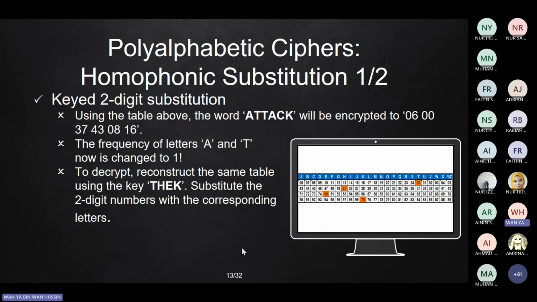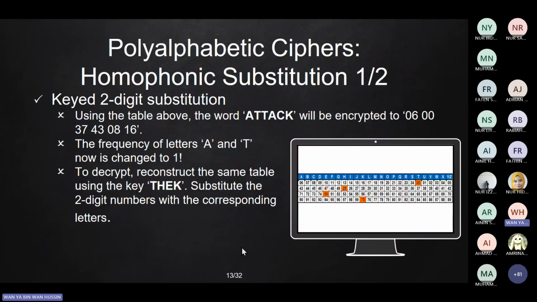Right? So that we will have 00 to 25 for the first group. For the second group, we will have 26 to 50. Then the third group starts with 51 to 75, and the last group we will have 76 to 99. So it means that we have 4 substitution rules.